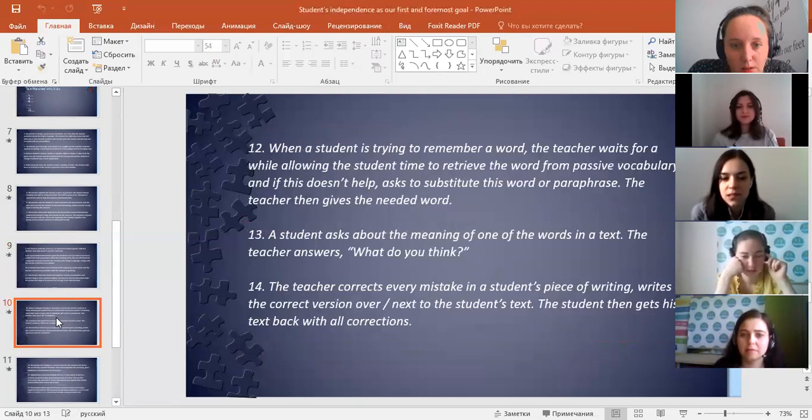Are you putting the numbers on a piece of paper, right? Yes, sure. I think number 12 is good. Yeah, I think it's pretty good. It develops the independence for sure. But will the student remember this word if the teacher just gives it to him? I'm not sure on the last sentence.